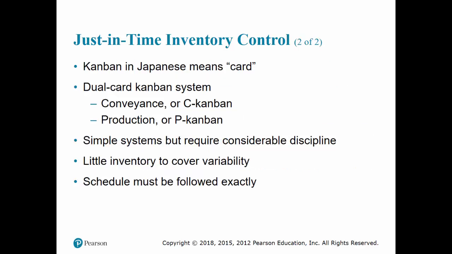So the dual Kanban system. Kanban is a card, and in a dual Kanban system we have what is called C Kanban, that is conveyance Kanban. That is your ability to withdraw inventory, conveying inventory to where it is needed. And production Kanban, or P Kanban, which authorizes production. So without P Kanban, you cannot produce. If you cannot produce, you're not going to add to inventory. So the schedule must be set up exactly, and this is how it works.